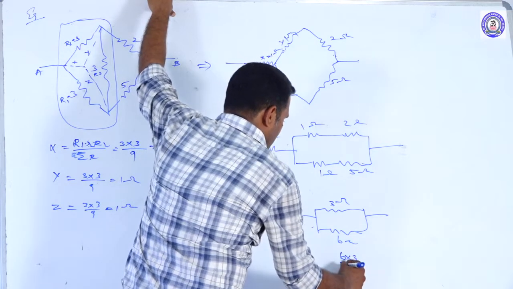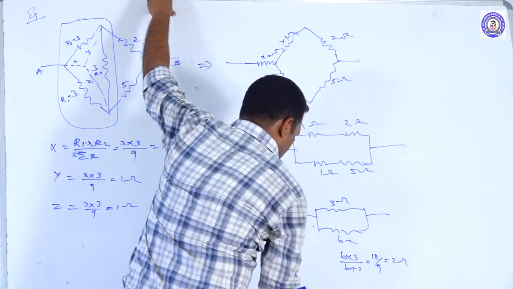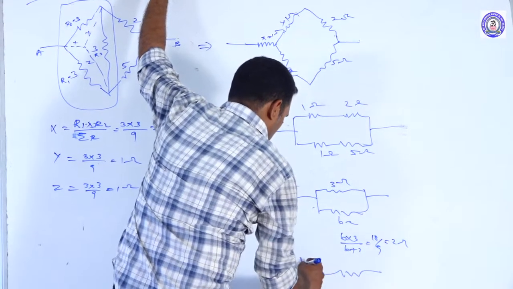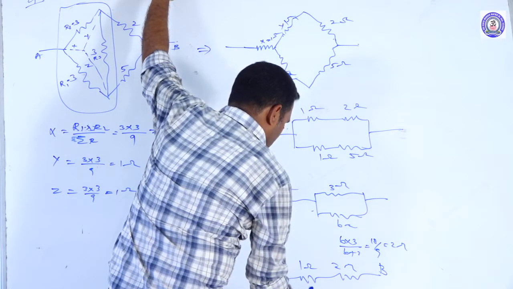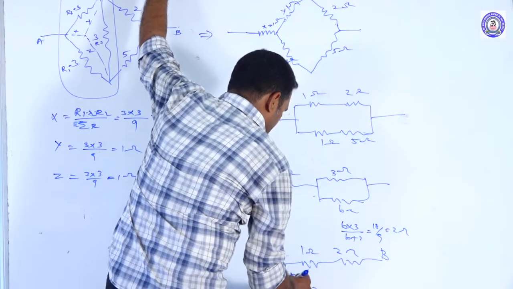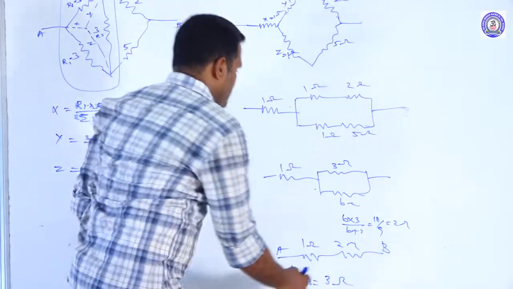So 6 into 3 divided by 6 plus 3, that is 18 by 9, which is 2 ohm. So the circuit will be 1 ohm and 2 ohm. So between A and B, the effective resistance is 2 plus 1, 3 ohm. Effective resistance is 3 ohm.